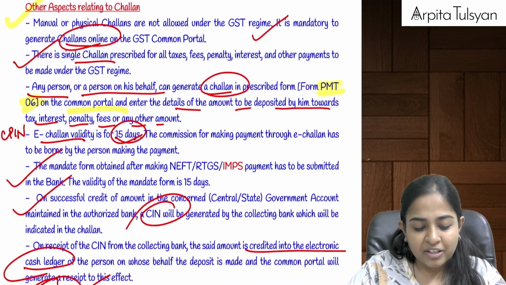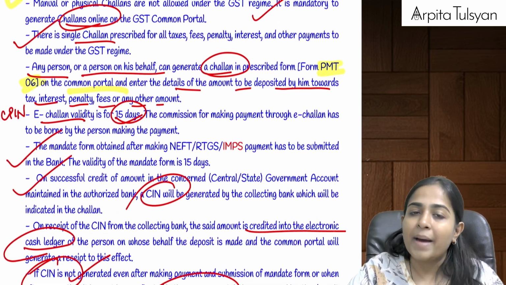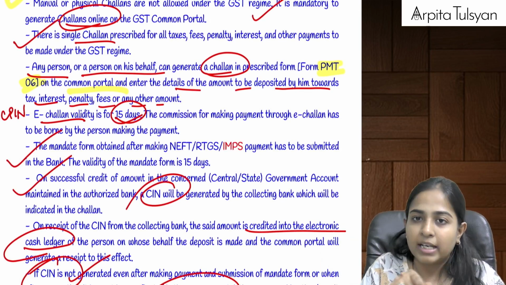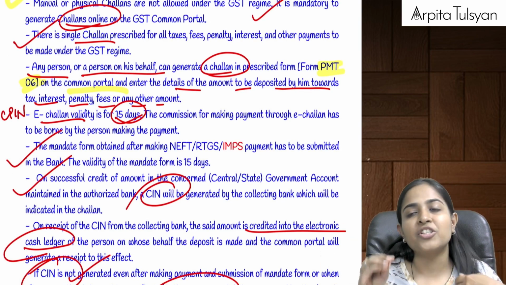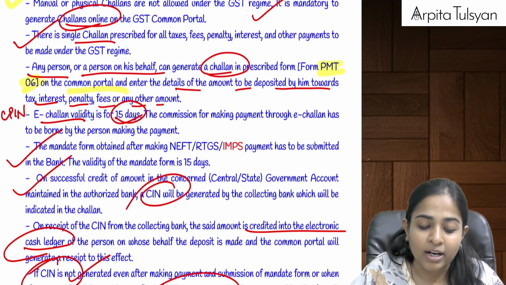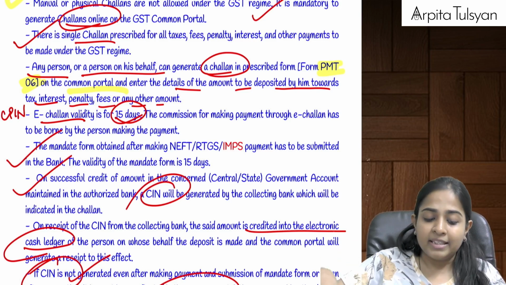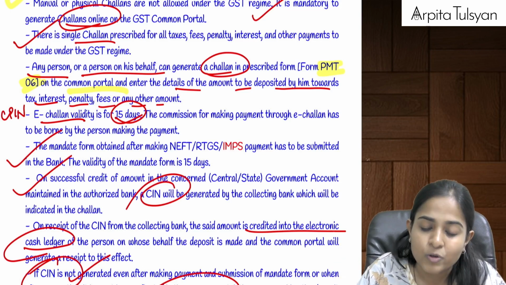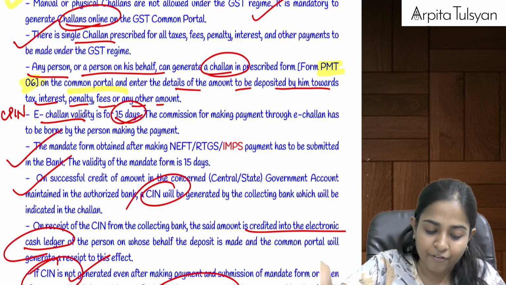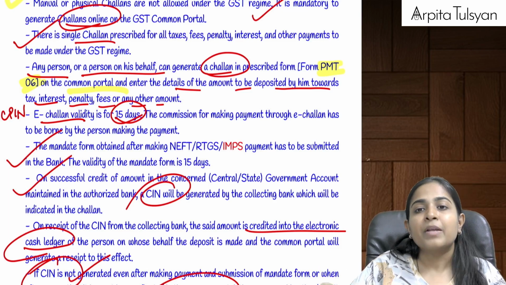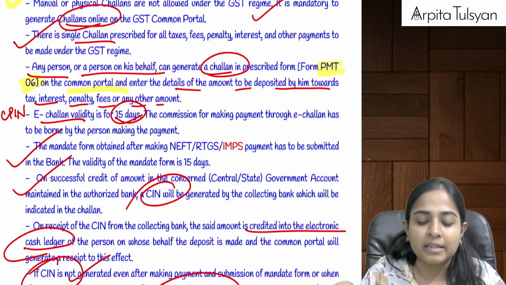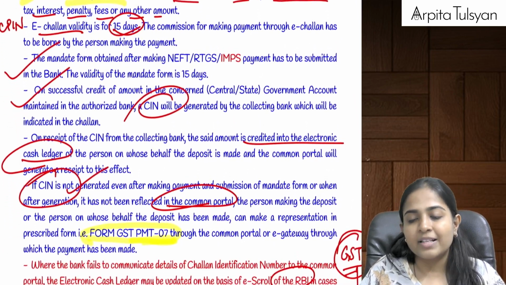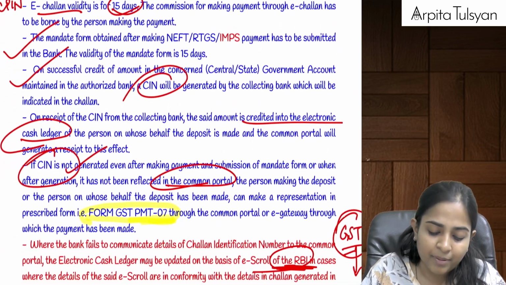Okay. Then after that, in GST, manual payments, or rather manual challans, are totally not allowed. If you want to do the payment, the challan needs to be generated online compulsorily. This challan has to be generated in form GST PMT 06 on the common portal, which will be valid for a period of 15 days. Within a period of 15 days, using the CPIN, you are required to do the payment. Once the payment is successful, your SIN will be generated.